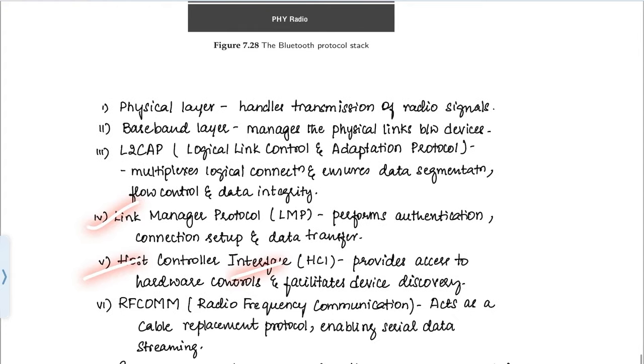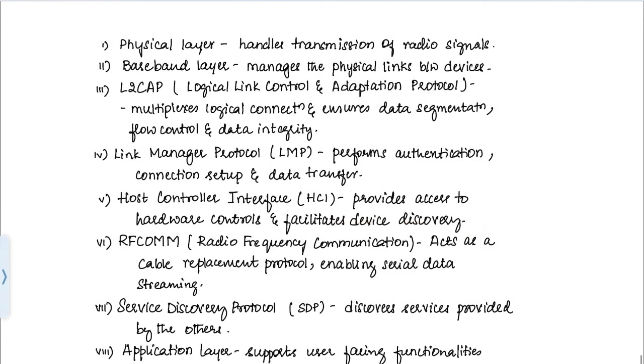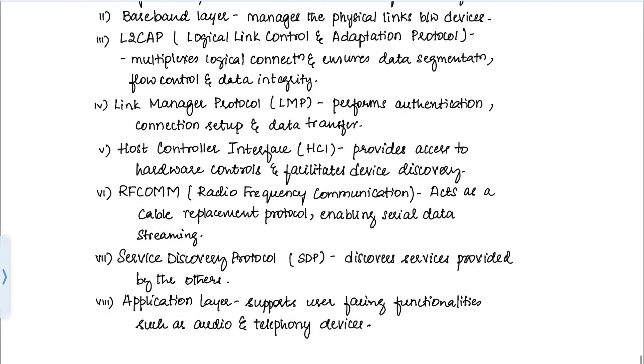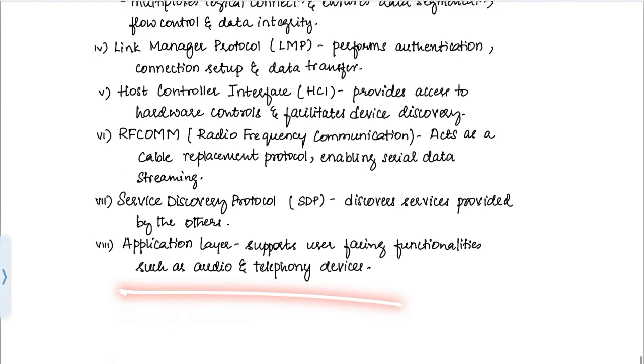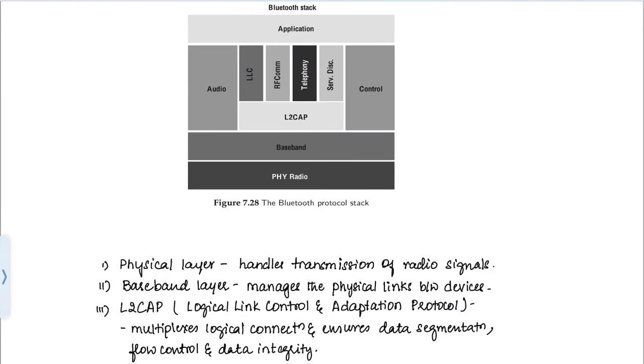Then we have the host controller interface. The host controller interface will provide access to the hardware controller and facilitate device discovery. Then we have RFCOMM, radio frequency communication, which acts as a cable replacement protocol, ensuring that there is serial data streaming or data transfer happening. Then we have the service discovery protocol, SDP, which discovers services provided by other devices. Then we have the application layer, which supports user facing functionalities like audio or telephone services. So this was all about the Bluetooth protocol stack.